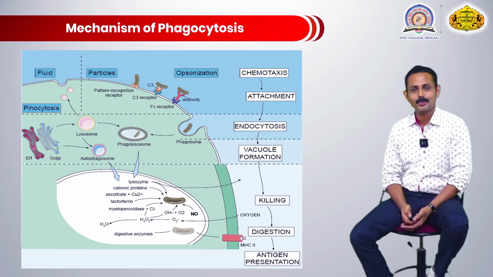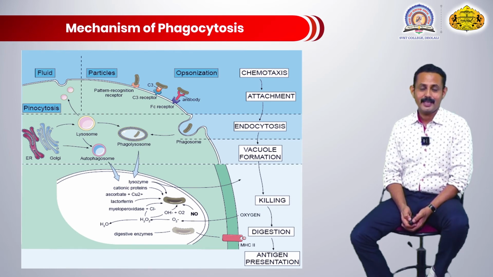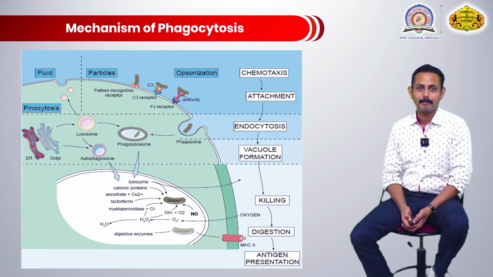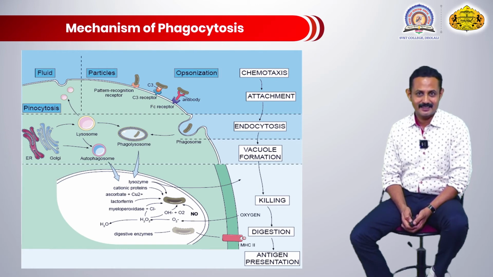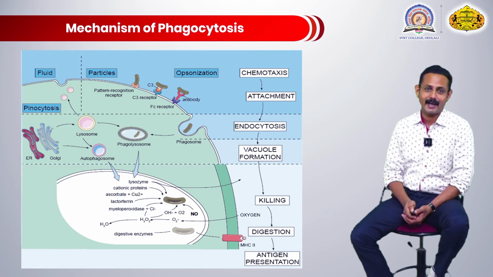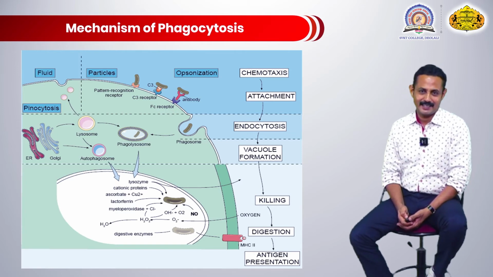This process is called opsonization. So this antibody, C3b, or pattern recognition receptors are called opsonins. They are the helpers for the enhanced binding of the antigen to the surface of the phagocytic cell.